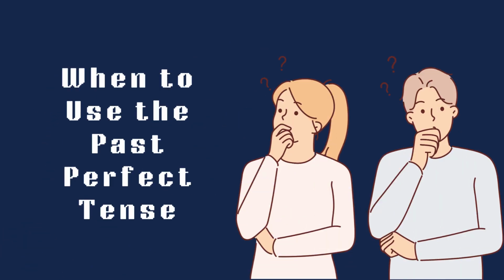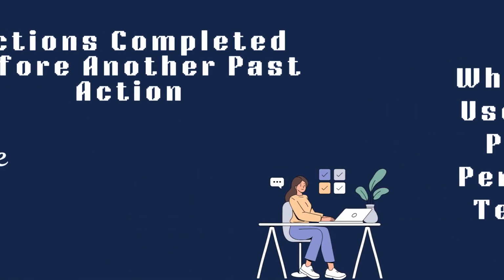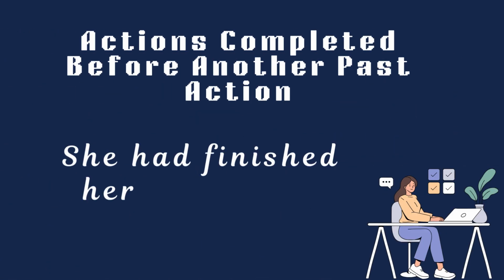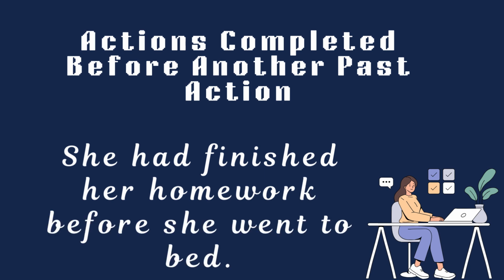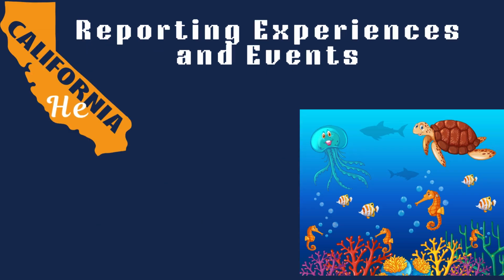Here's when to use the past perfect tense. We use the past perfect tense when one action happened before another action in the past. For instance, she had finished her homework before she went to bed. The past perfect shows that the homework was already completed before going to bed.